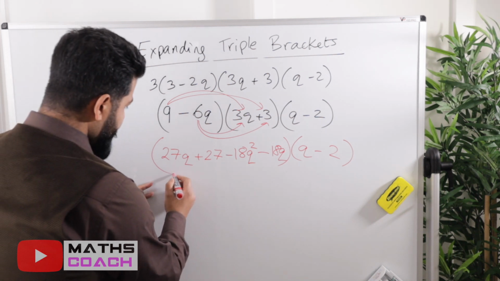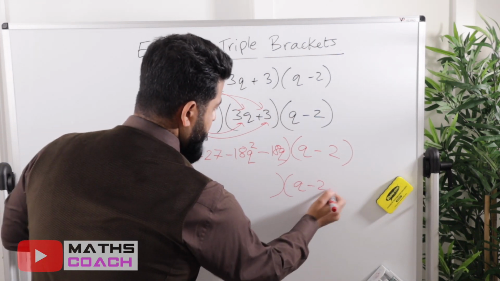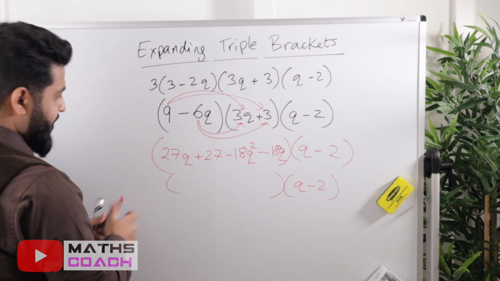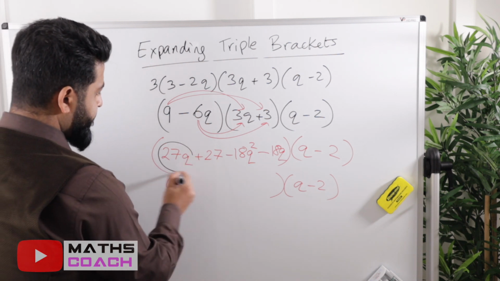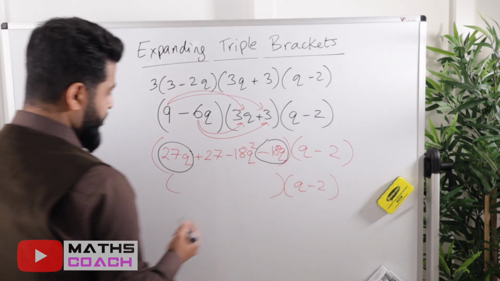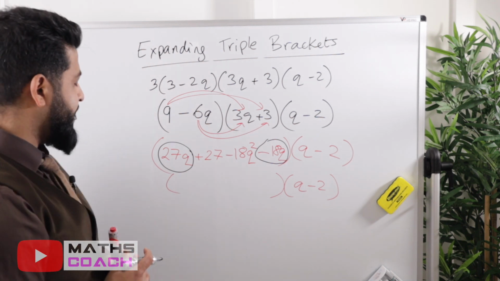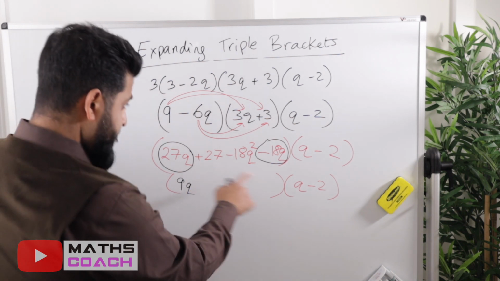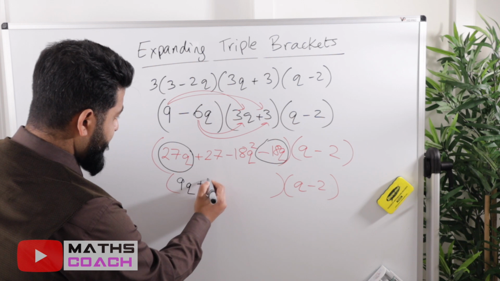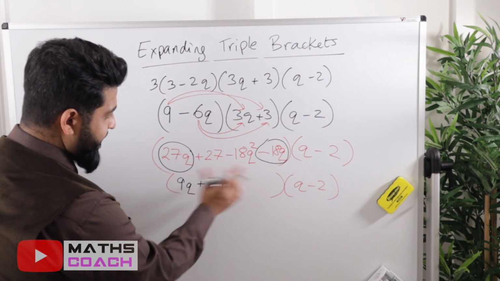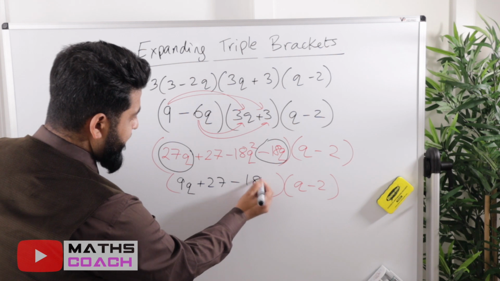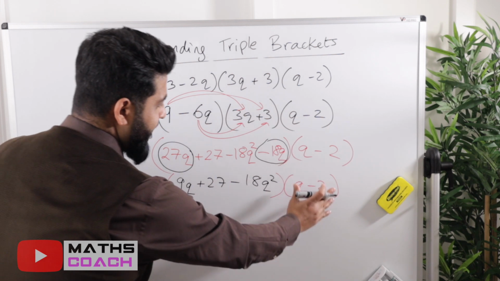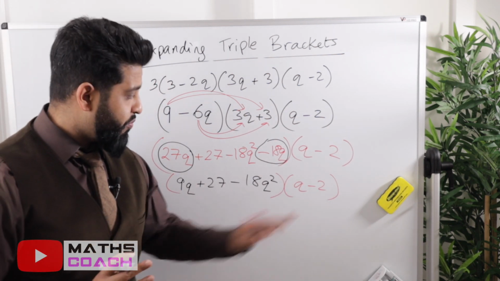Collect the like terms again. So there we have it. So we're going to collect all the like terms. So are there any terms which are similar? Yes, there are. We've got the 27q here, and we've got the minus 18q. So 27 minus 18 is 9q. 9q can be written here. There's nothing else that's similar, so we just write these values down. So plus 27, we had nothing to collect it with, and minus 18q. So we have a simplified bracket here, ready to expand with that last bracket there.